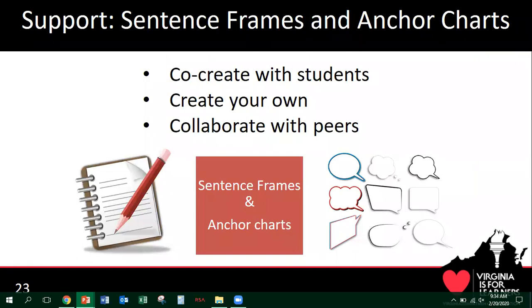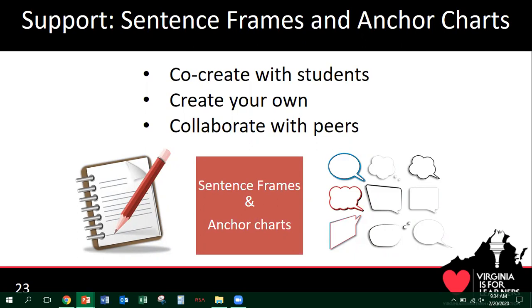Just another idea related to sentence frames or anchor charts, co-creating them with the students, maybe starting a unit or lesson where you know compare and contrast is going to be important, and say, how do you describe when things are different? Or how do you describe when something is the same? And creating that chart together. You can look at your text and passage and materials and think about what language will they need to understand within that lesson, and create your anchor chart or frames from that.